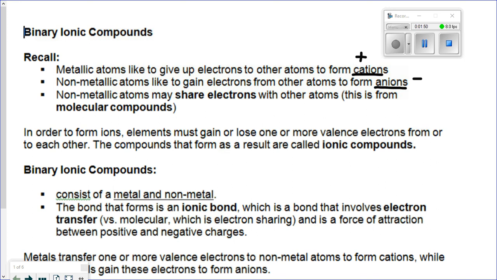Non-metallic atoms may share electrons with other atoms. Again, non-metallic atoms are the things above the staircase. Where they're not actually transferring and giving up, but they're both holding on to electrons. We'll talk about that when we talk about molecular compounds in the next lesson. So we're really going to focus on ionic compounds today. In order to form ions, the elements must gain or lose one or more valence electrons from or to each other. So that's just saying transfer of electrons.